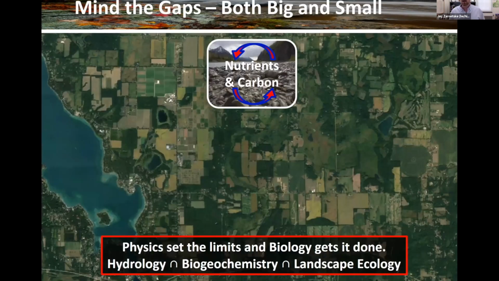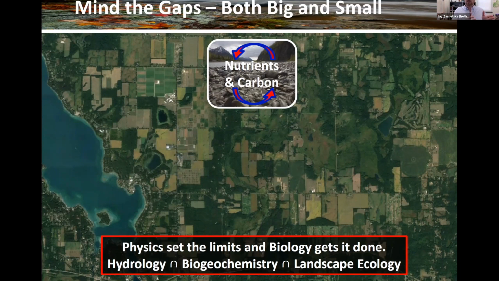And the theme of the talk is to be mindful of the gaps, especially the early career people listening to today's seminar. The gaps in knowledge is where you will make the greatest contributions. So find them, go to them, work in them. So I'll provide some examples, both small scale and large scale issues that we have with understanding nutrients and carbon movement through catchments. And the basic one short sentence description of the approach that I present to you today is that physics sets the limits on what can be done, and then the biology gets it done within those limitations.